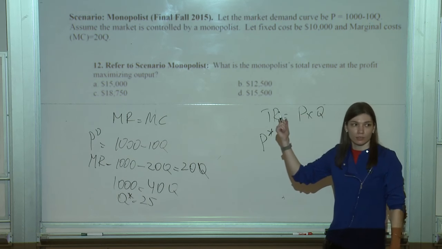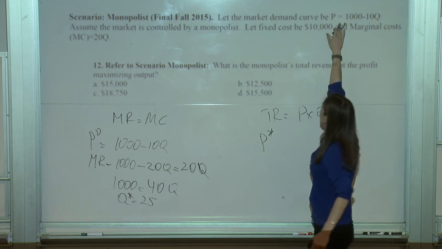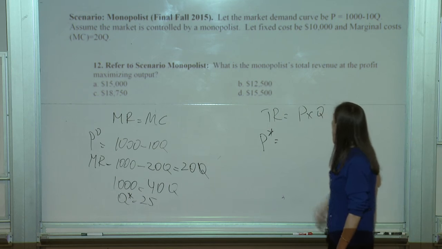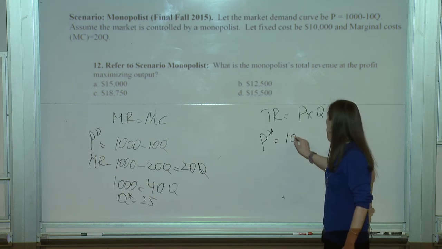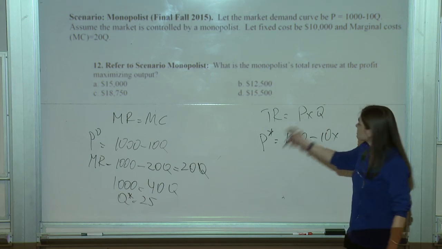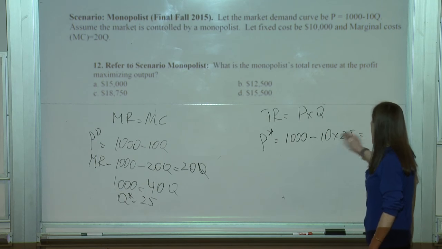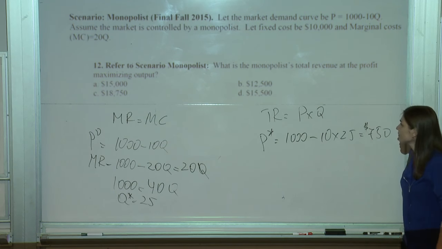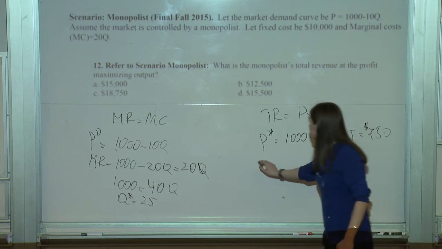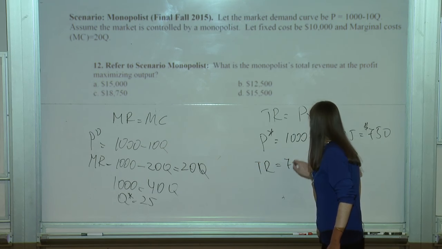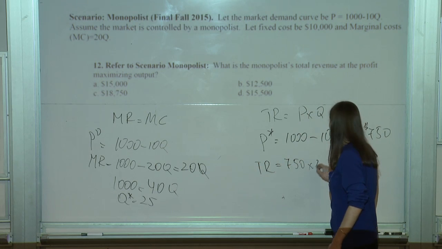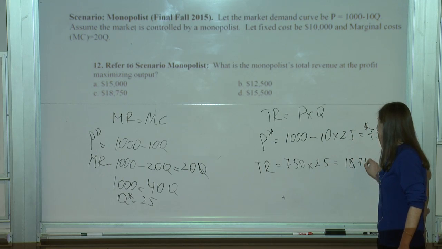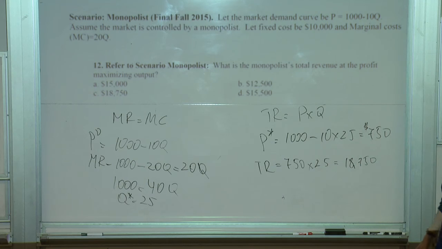Plug in 25 where? In the demand, not in the marginal revenue or marginal cost, but in the demand curve. So the profit maximizing price would be 1,000 minus 10 times 25, so it would be 750. All right, so the total revenue will become 750 times quantity, which is 25. What is this? 1875, I think.